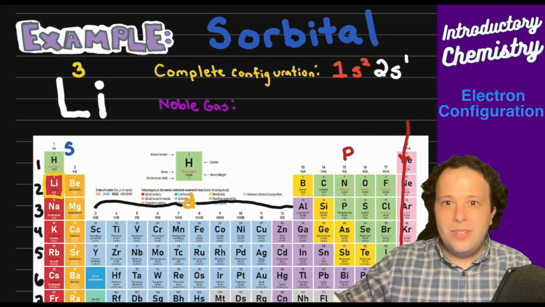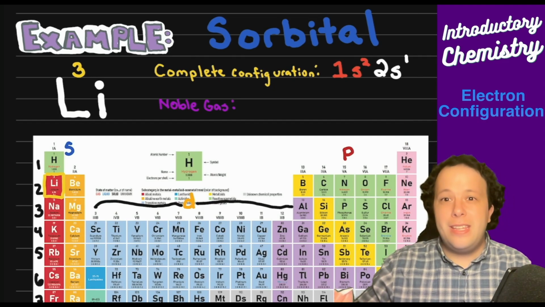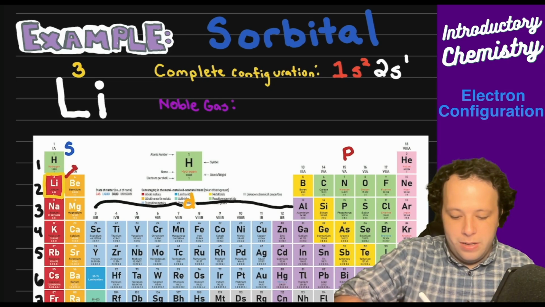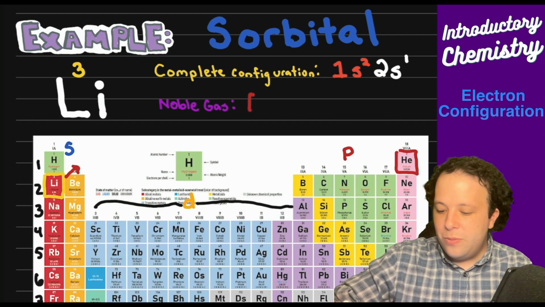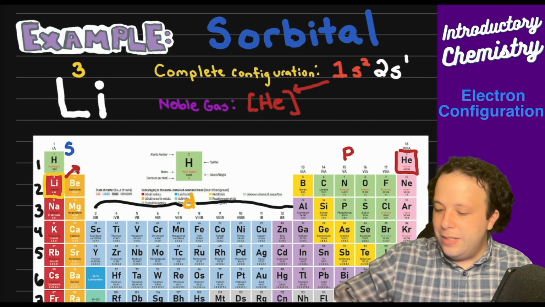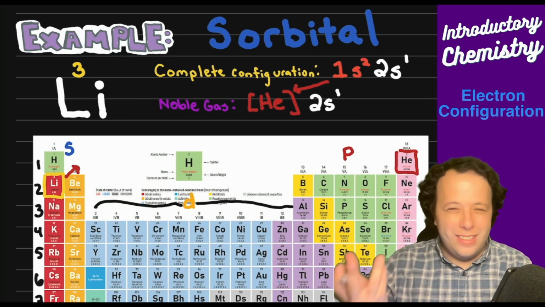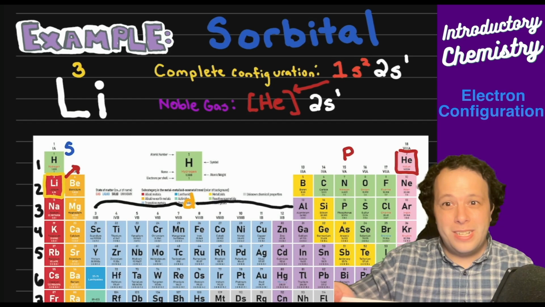Now, one thing you'll notice is, what noble gas is above lithium? That is helium, right? If you look up one row, you can see helium is right here. So what we can actually do is abbreviate our configuration, replacing that 1s2 with helium, and then just put helium 2s1. For now, it doesn't seem like it makes a lot of sense, but as we go further down, abbreviating is going to make a lot of sense. Let's go on to a p orbital example.